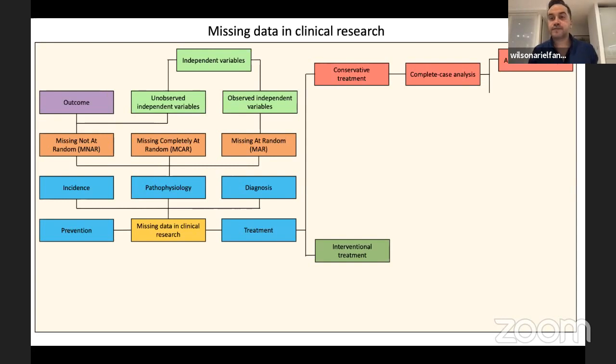Having said that, the complete case analysis could be divided into available case analysis and weighted complete case analysis. If you decide to go for the conservative treatment, the available case analysis is just working with your data, forgetting about the missing data, and seeing how it goes. But there's another option, which is less bad than the available case analysis, and it's to try to weight the complete case analysis.